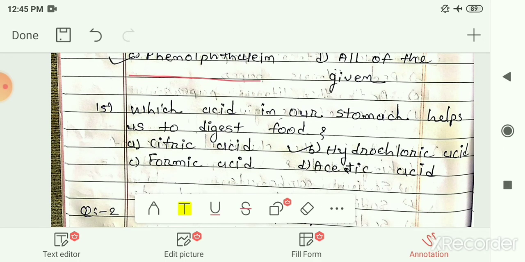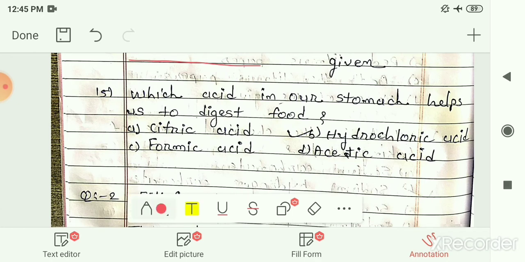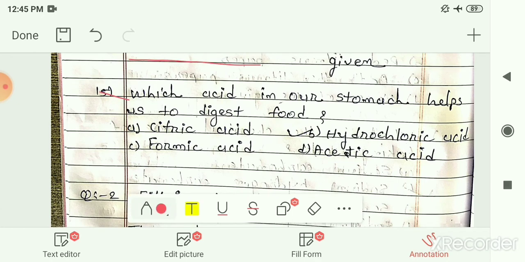Next, 15th number, which acid in our stomach helps us to digest the food? The options are citric acid, hydrochloric acid, formic acid or acetic acid. So here your answer is option B, hydrochloric acid helps in our stomach to digest the food. So here our first question, choose the correct answer, gets over.